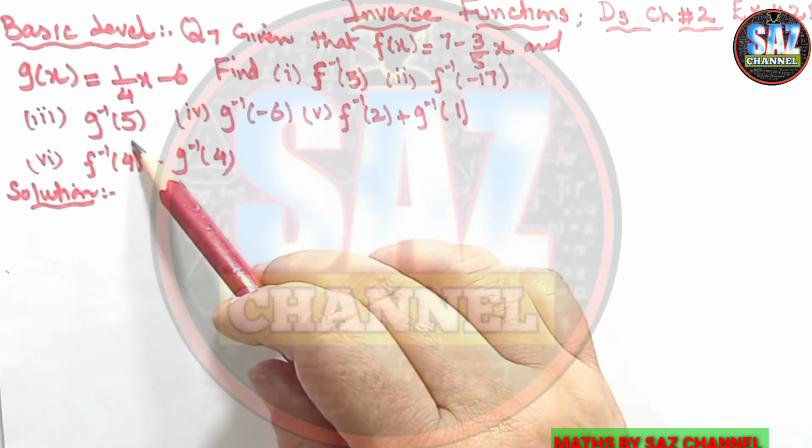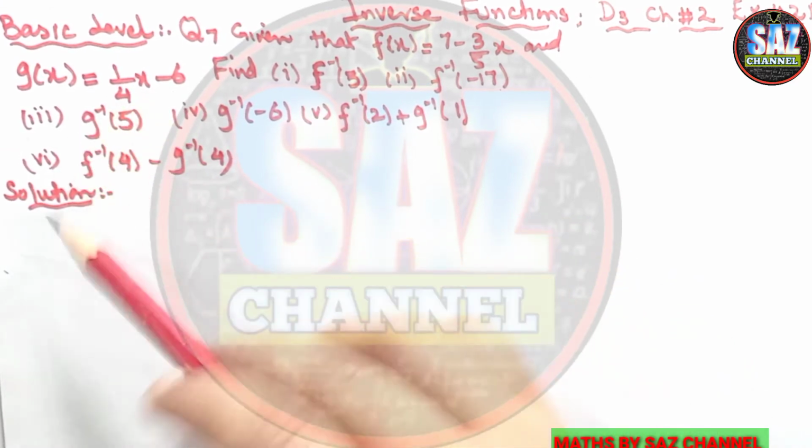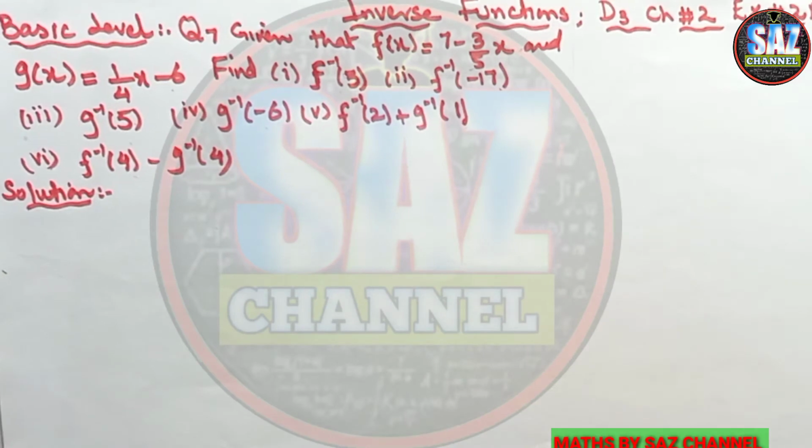first of all, we have to find the inverse of the functions which are given in the question. If you find any difficulty in understanding what the inverse of a function is and how to find it, you have to watch my previous lesson, for which I'll give the link in the description box, where I have discussed in detail in 4 steps how to find the inverse of any function. So let's move to the solution of this question.